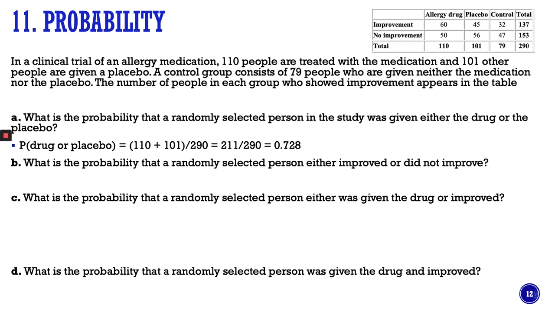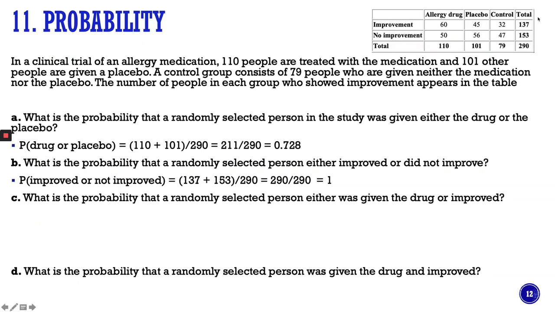What is the probability that a randomly selected person either improved or did not improve? Well, improved, our total was 137, and not improved is 153 out of our total of 290. Well, when we add those, that is our total, so it's 290 out of 290, which equals 1.